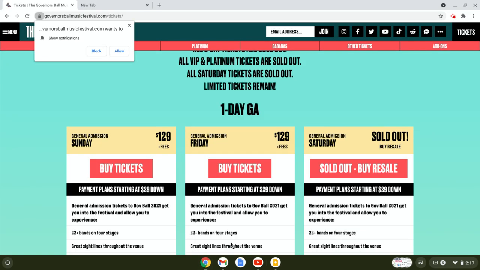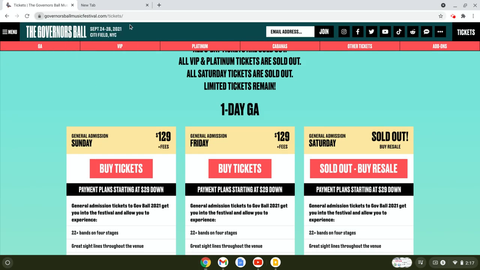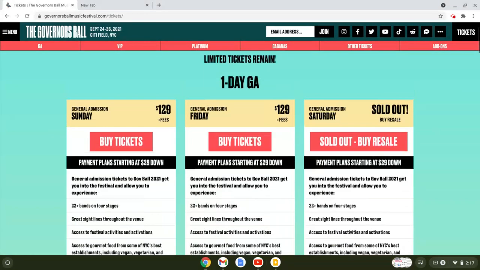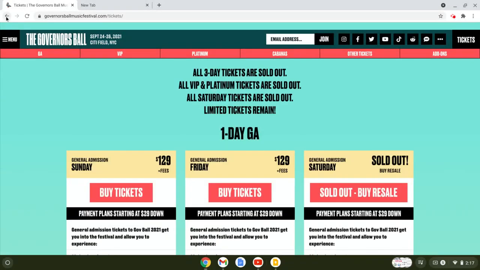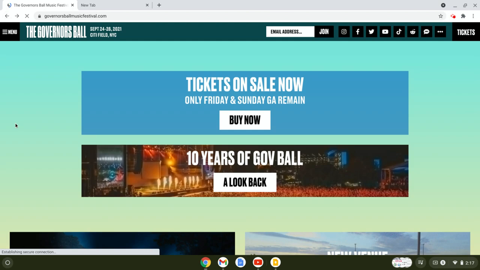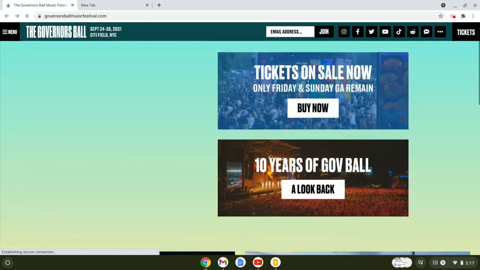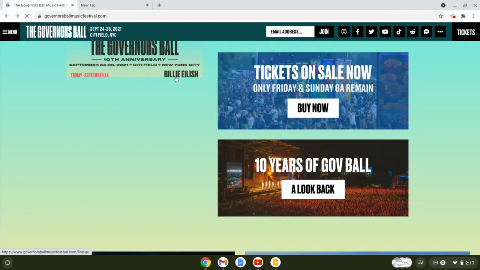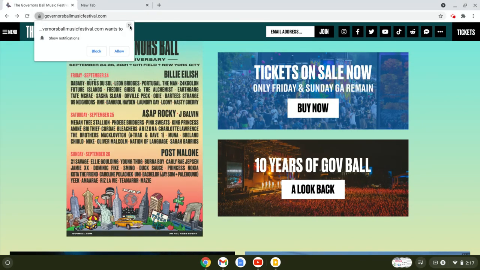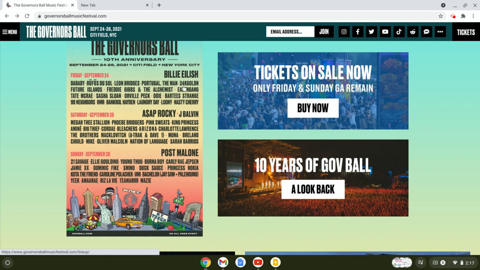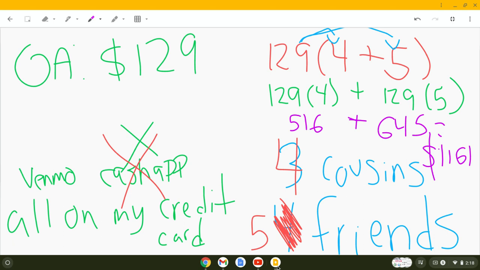We get that plane already going. That plane's already heading there already. For 129, and if I'm gonna go on Friday, so $1,161 just so we can see on Friday. It was Billie Eilish, The Baby, Leon Bridges, Portugal the Man. Let's see, Future Islands, Freddie Gibbs and the Alchemist, Earth Gang, Odie, Looney, Nasty Cherry, all these people there. The total is going to be $1,161.